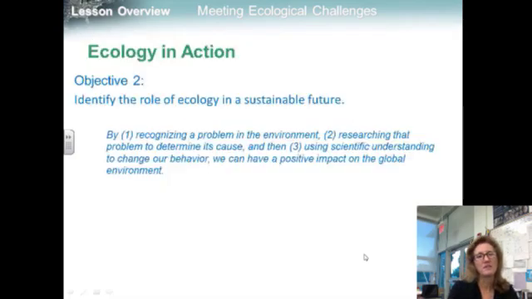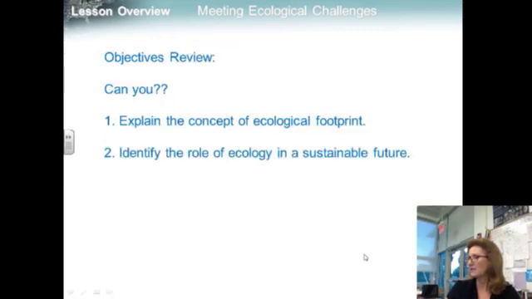So objective 2 is identify the role of ecology in a sustainable future. 1, by recognizing a problem in the environment. 2, researching that problem to determine its cause. And then 3, using scientific understanding to change our behavior, we can have a positive impact on the global environment. So finally, can you explain the concept of ecological footprint and also identify the role of ecology in a sustainable future?